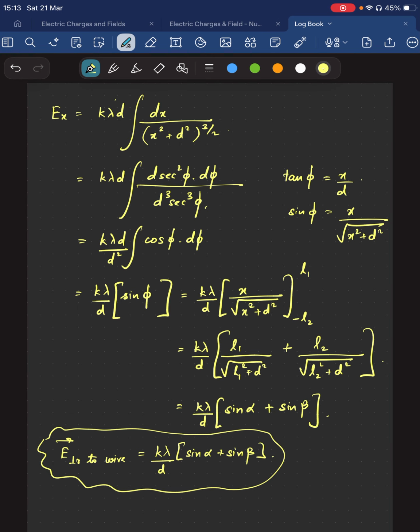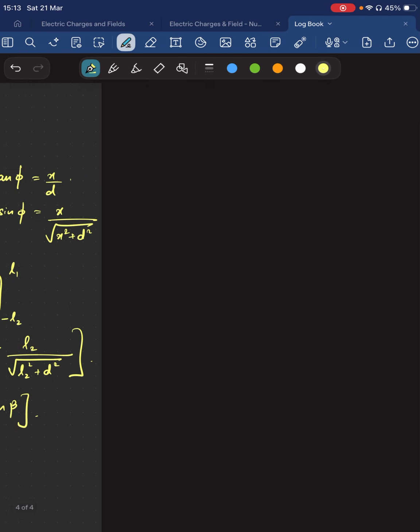Okay, then let's calculate the other component, which was the y component of the electric field. So the y component of the electric field was equal to the integral of dE sin theta. If we remember, our dE was equal to k into lambda into dx divided by x squared plus d squared. And what was sin theta in the right angle triangle? Sin theta was opposite by hypotenuse. So sin theta will be equal to x by under root of x squared plus d squared, right? And once again, your limits are from x equal to minus L2 to x equal to plus L1.